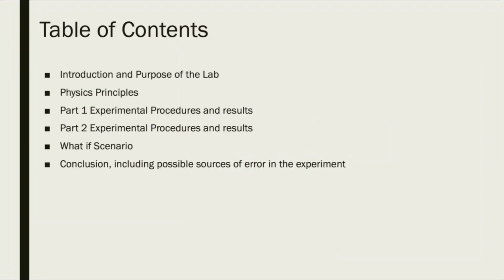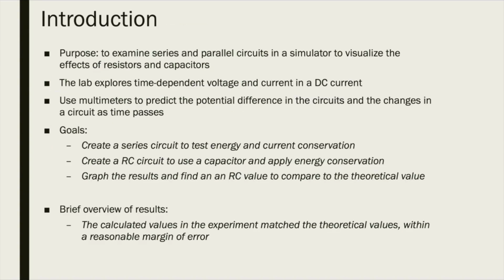This is Lab 4, dealing with circuits. Here's a brief table of contents for the lab. We'll have an introduction, including the purpose of the lab. We'll look at the physics principles used. We'll observe in detail part 1 of the experiment and part 2, showing the procedures and results. Then we'll discuss our what-if scenario and move into our conclusion, including possible sources of error in the experiment.